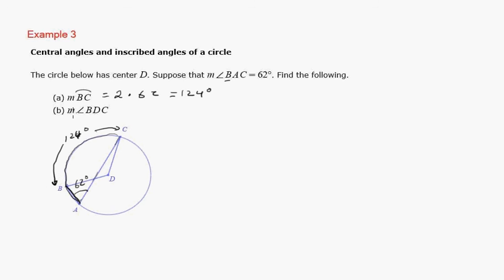Now what's the measure of angle BDC? Well, that's a central angle, so it's the same. This angle is the same as the arc in terms of degrees, so that would be 124. So that's an interesting twist. So watch for that.